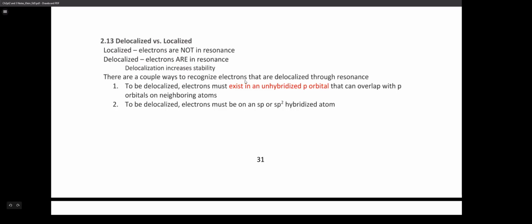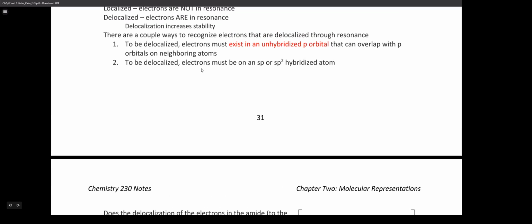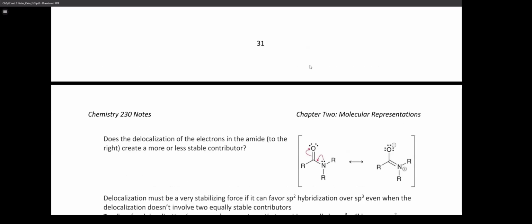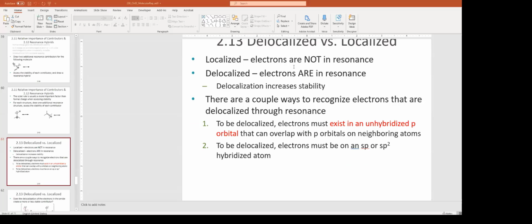So to be delocalized, electrons have to be in an unhybridized p orbital, and it has to be able to overlap with p orbitals on neighboring atoms. Also, to be delocalized, electrons must be on an sp or an sp2 hybridized atom. Now, technically, they could also be in a lone pair. So lone pairs on sp3 are also okay in some cases.